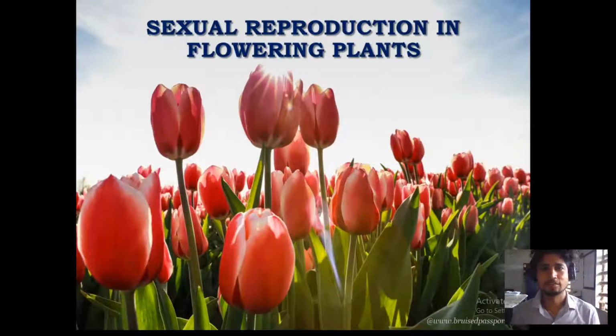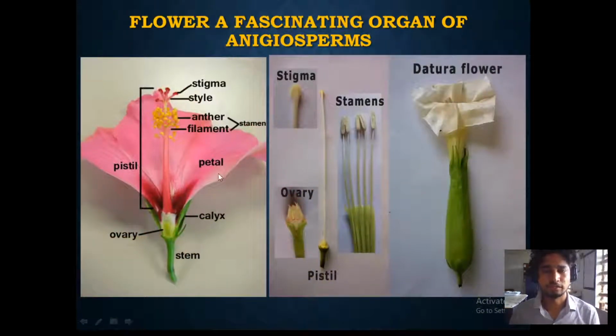In our previous class, we started sexual reproduction in flowering plants. Under this, we said that flowers are reproductive parts of the plant and flowering plants are angiosperms. Angiosperms produce flowers for their reproduction. We took two examples to discuss the structure of the flower, Hibiscus and Datura, and we saw various parts in these flowers.